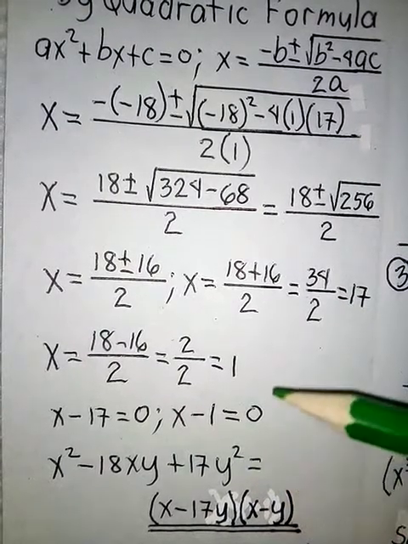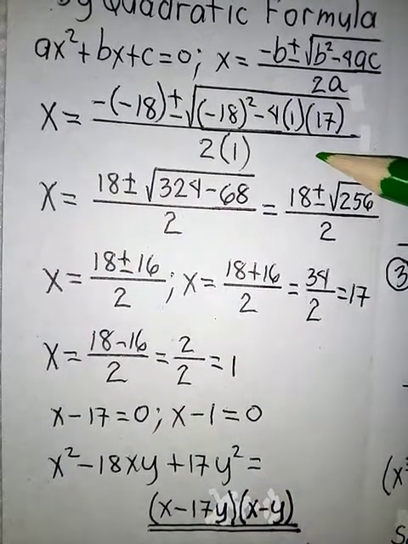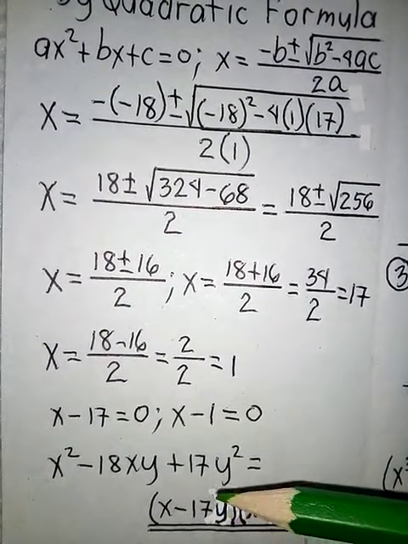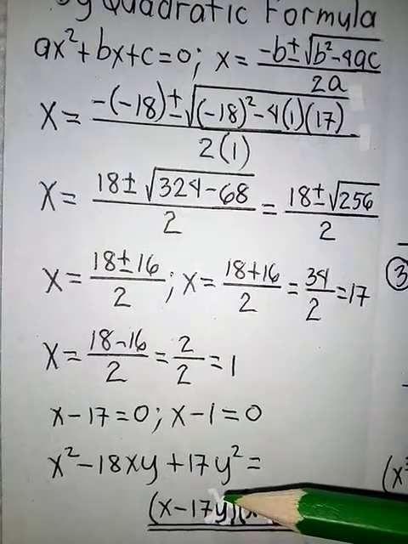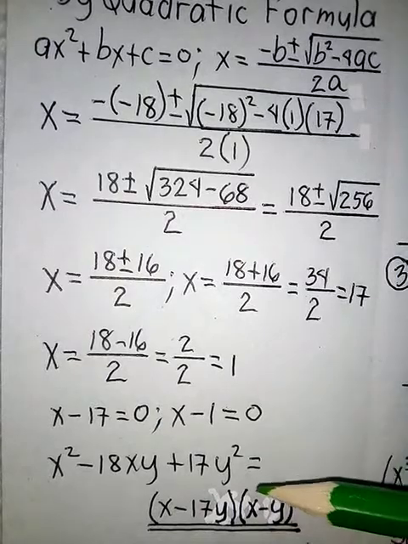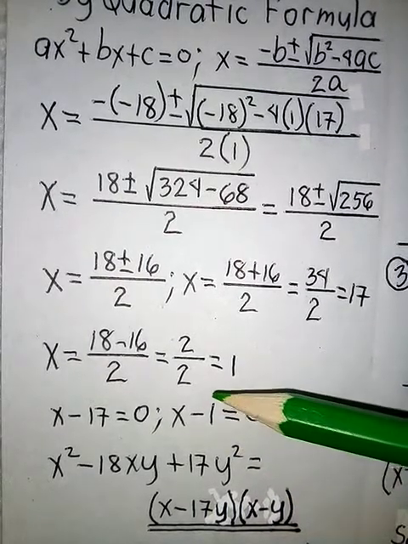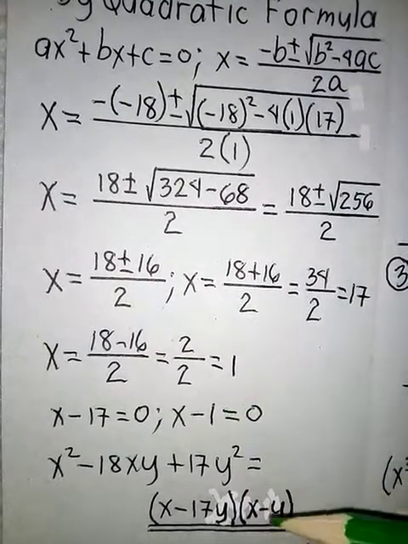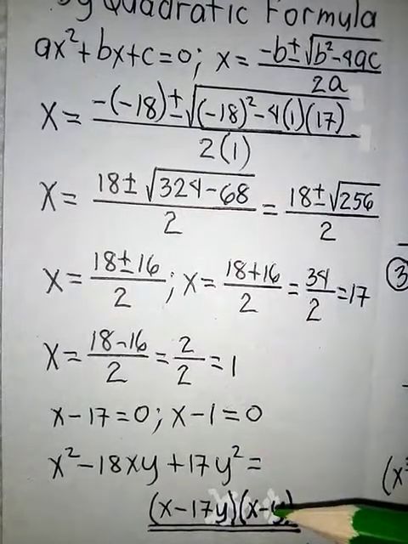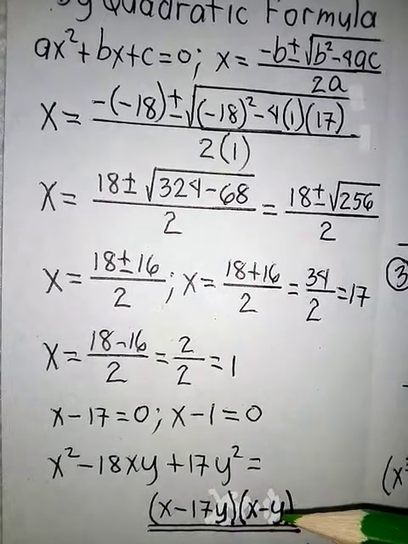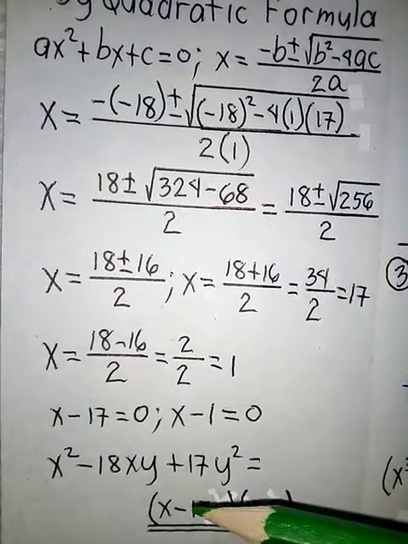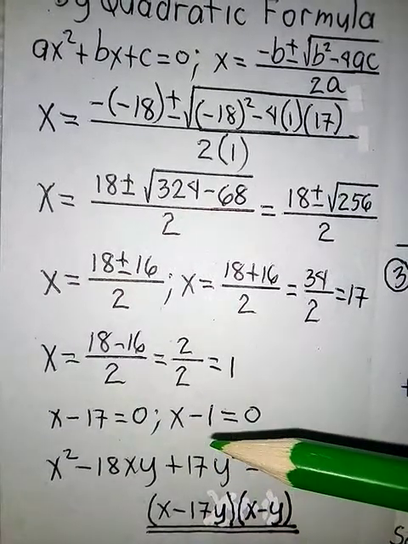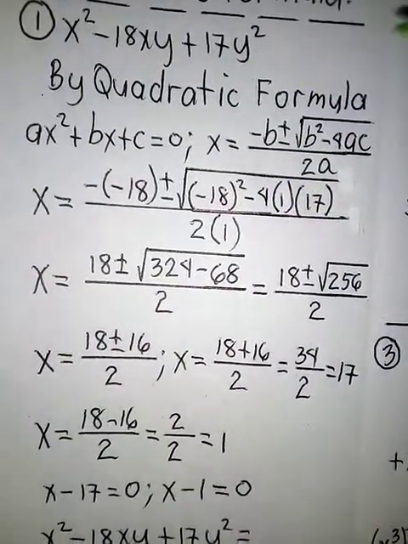but we have already assumed before that y squared, or y, is equal to 1. So we have to multiply 17 and y. So we have now x minus 17y multiplied by the quantity x minus 1 times y, or negative 1 times y, which is negative y. So x minus y. You can check if your answer is correct if you multiply these two factors and see if you arrive at the original equation here.